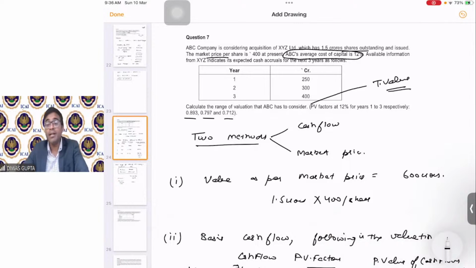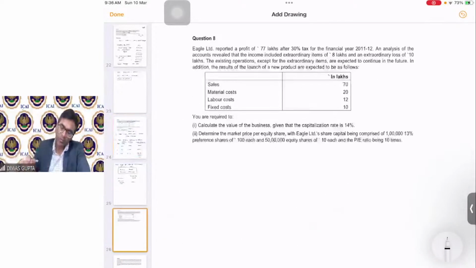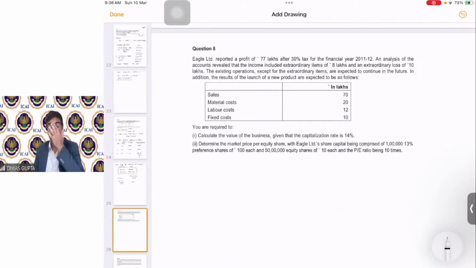Is the valuation complete without terminal value? How can you really value a business by only the next 3 years' cash flow? You can't, right? So that is what I was trying to tell you. Although it's not given, we will still go ahead with what is given in the question, but terminal value should also be there. Question number 8, students.